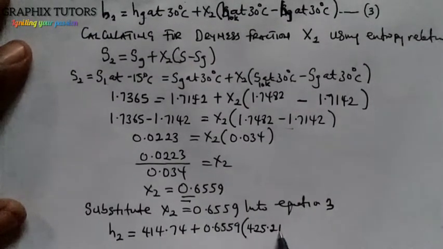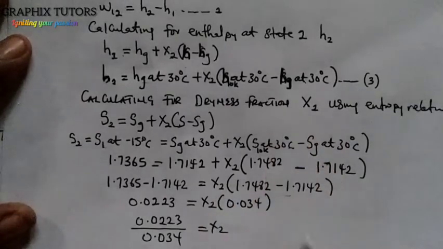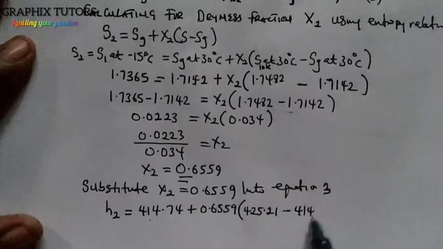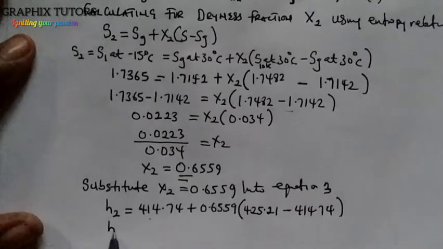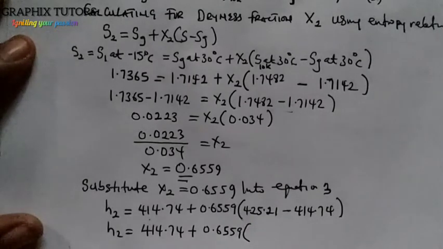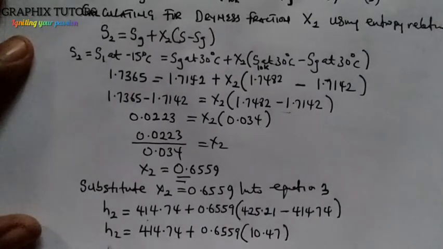425.21, right? Then minus HG at 30. HG at 30 is the same thing as this value here, and that is 414.74. So if you subtract, my H2 will be equal to 414.74 plus 0.6559 into bracket: 425.21 minus 414.74, so we have 10.47.